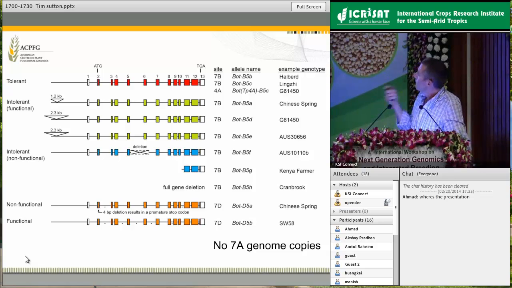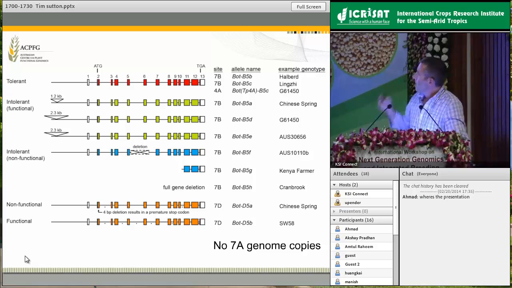So if we start at the top, the red schematic here is the tolerant allele from Halberd. This is located on chromosome 7B. We've also identified a duplicated version of this gene on chromosome 4A. I'll come back to that later. But we also see a range of different allelic forms that range from intolerant through to completely non-functional forms.